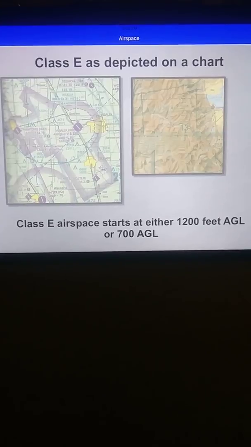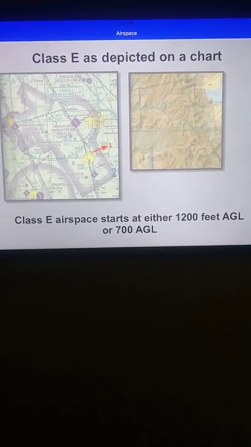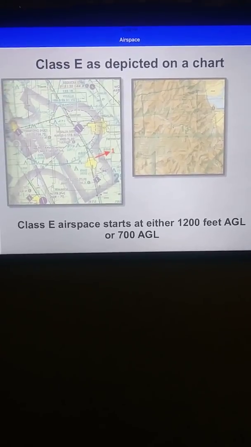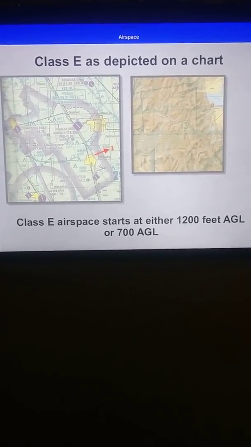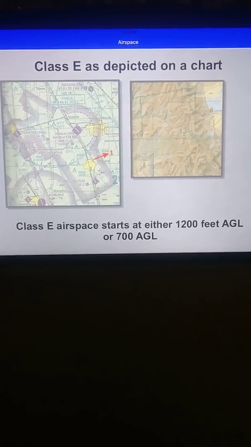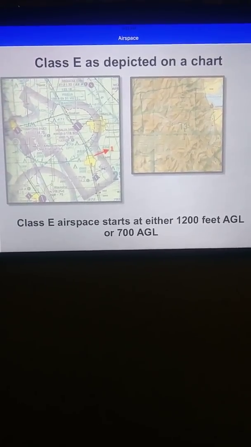In this example, look at the arrow pointing to the number 1. Let's assume the airplane to be at 3,000 feet. The airplane would be in Class Echo airspace. This is because Class E airspace starts at 1,200 feet AGL here.